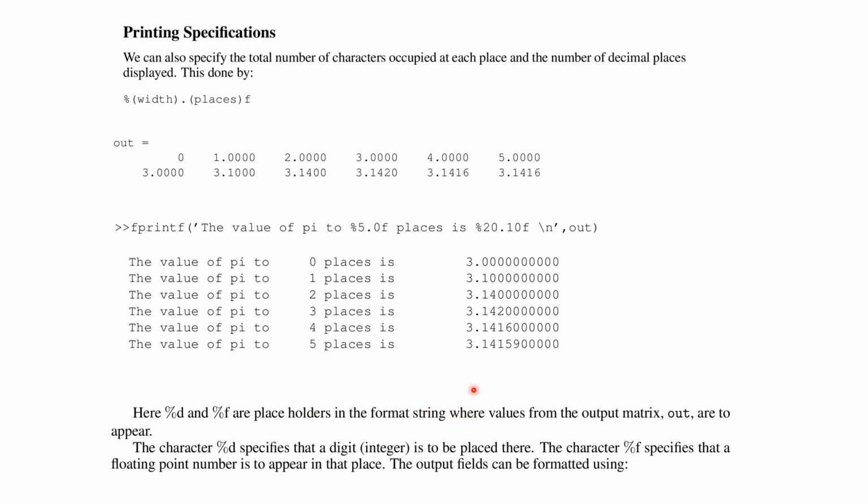So this is an extension of that floating point, print a floating point number command. We're telling it now how many places it's going to reserve for the whole number and how many decimal places.